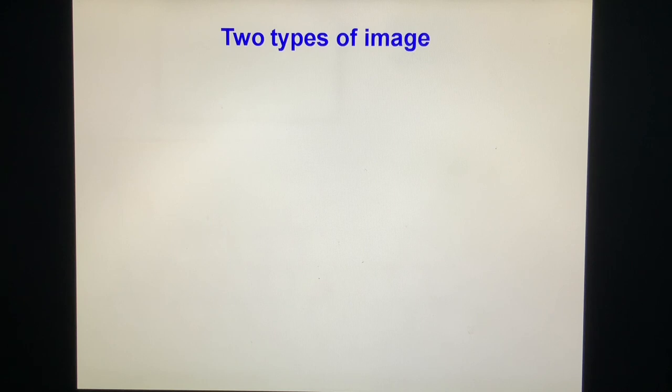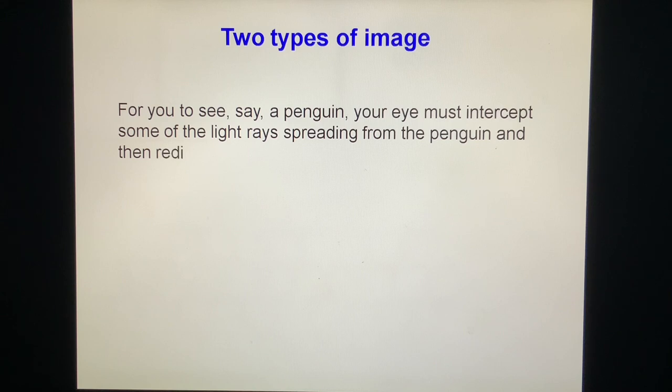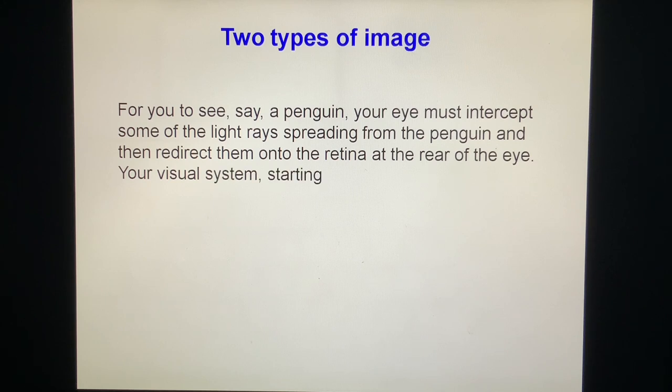Images from mirrors. Two types of image. For you to see, say, a penguin, your eye must intercept some of the light rays spreading from the penguin and then redirect them onto the retina at the rear of the eye.